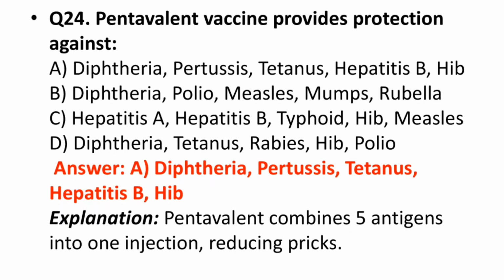Pentavalent vaccine provides protection against: option A, diphtheria, pertussis, tetanus, hepatitis B, Hib. Option B, diphtheria, polio, measles, mumps, rubella. Option C, hepatitis A, hepatitis B, typhoid, Hib, measles. Option D, diphtheria, tetanus, rabies, Hib, polio. The correct answer is option A. Pentavalent combines 5 antigens into one injection, reducing risks.